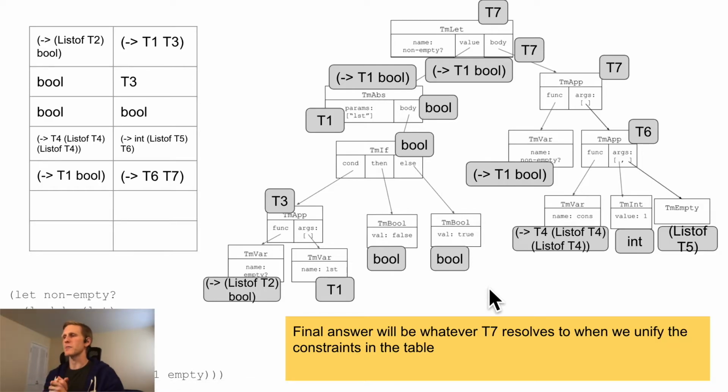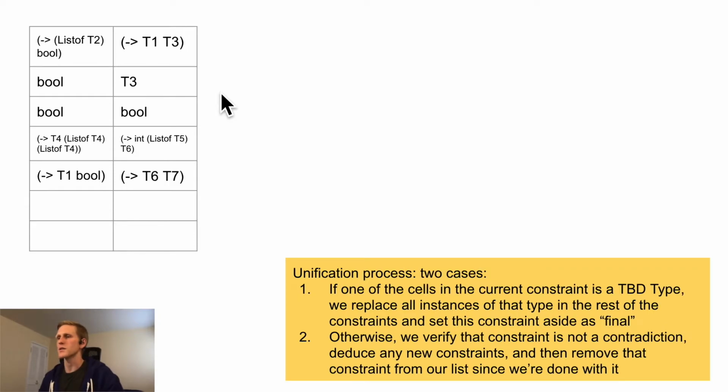All right. So that was the first phase where we assign types and generate constraints. These are our constraints over here that we've generated. Now we're going to do the unification phase. So during unification, there's two cases to handle. One is where one of these cells is a to-be-determined type. If that happens, then we replace all instances of that type in the remaining constraints with the other thing that it should match. And then we set that aside as a final constraint. Our final constraints will just be all of the constraints that tell us exactly what each of these to-be-determined types are.